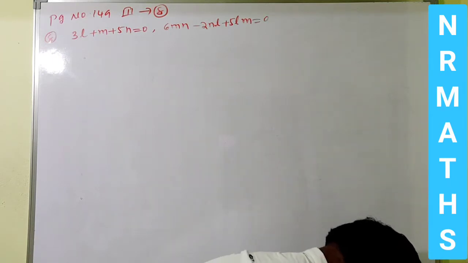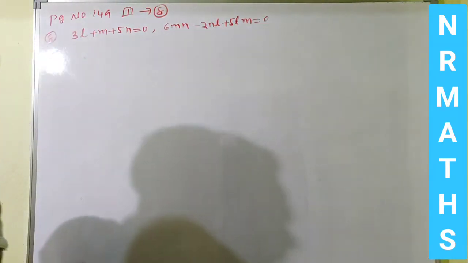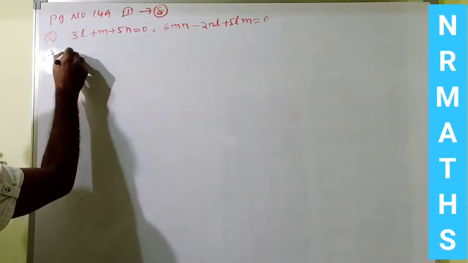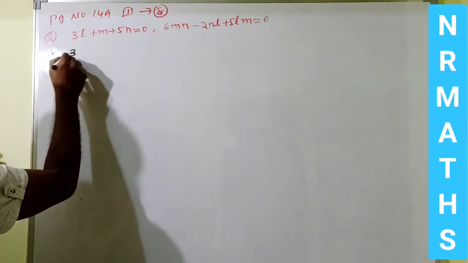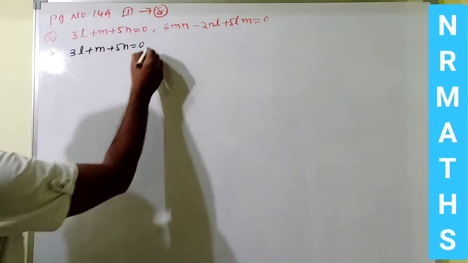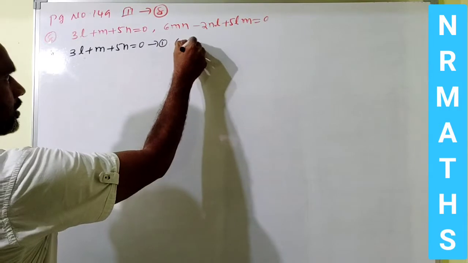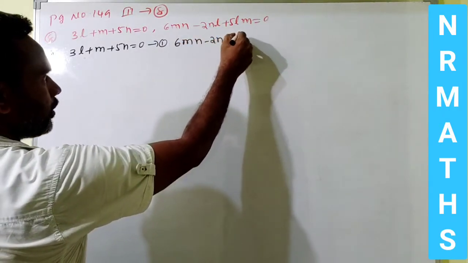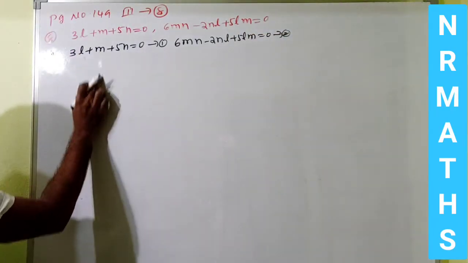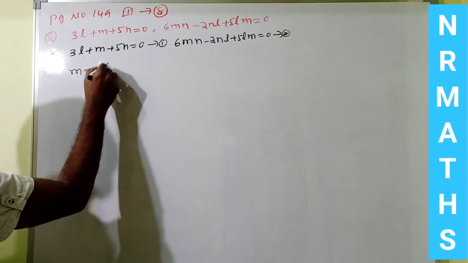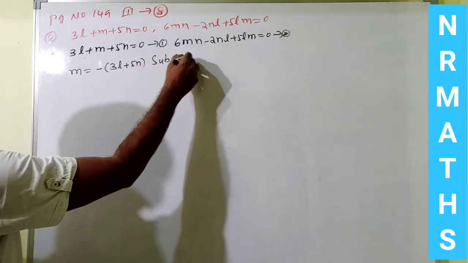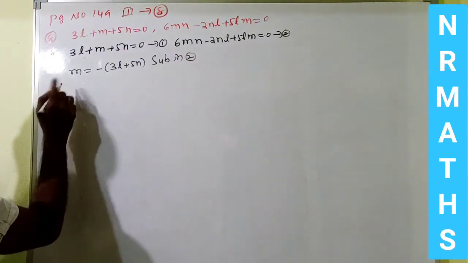Now look here. The given conditions are: 3L plus M plus 5N is equal to 0, let it be equation 1. The second one is 6MN minus 2NL plus 5LM is equal to 0, equation 2. Now, from equation 1, M is equal to minus of (3L plus 5N). Substitute in equation 2.